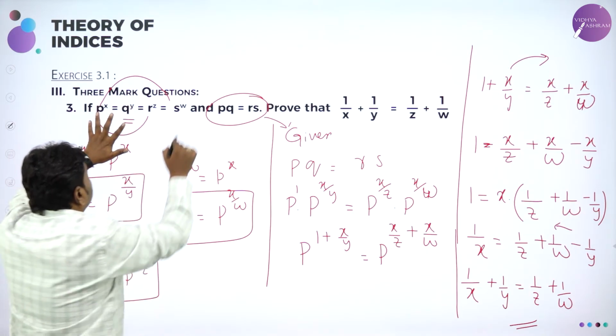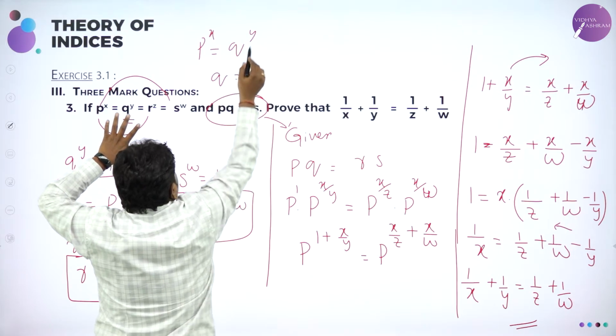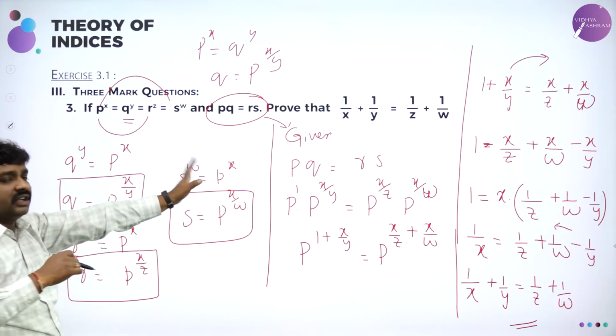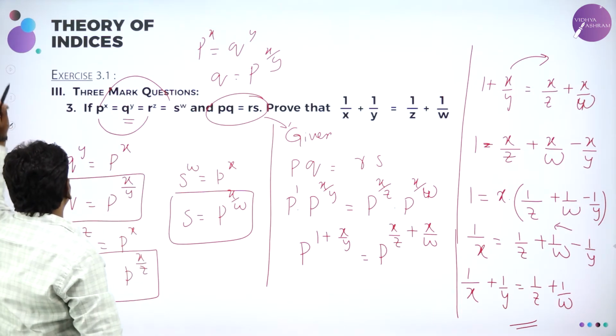So how to do that? P power x is what? Q power y. If you want Q, what is it? If y goes that side, it will become P power x by y, that's it. The same logic will apply for the others and we'll get the answer. Here we'll take 1 by y on both sides, and we'll get that.